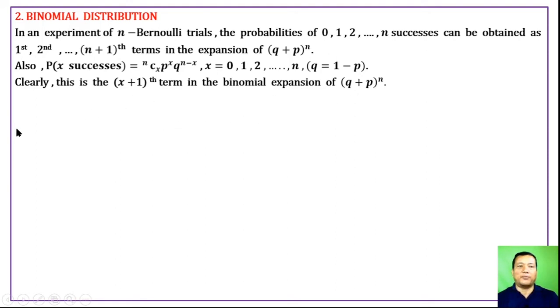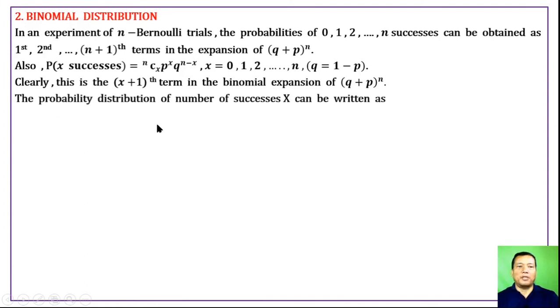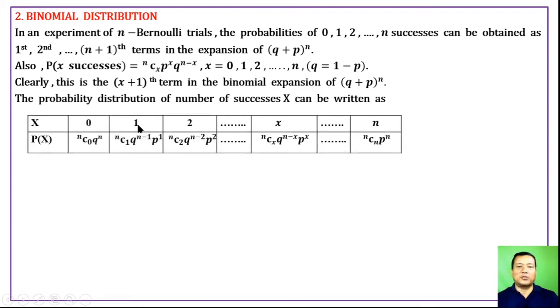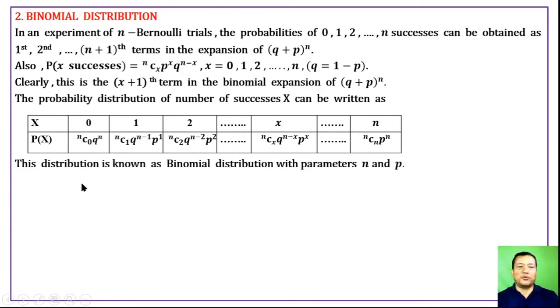The probability distribution of number of successes x can be written with x in the first row and corresponding P(x) in the second row. This distribution is known as binomial distribution with parameters n and p.